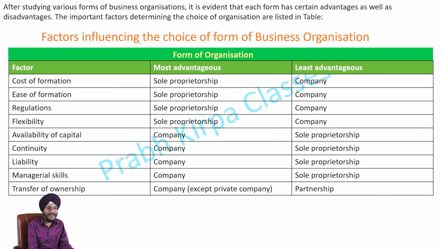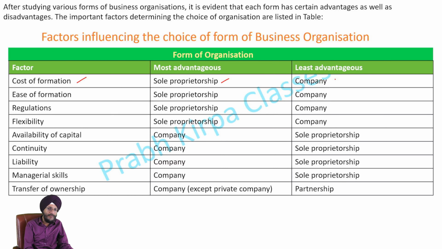So what are the various factors which influence the choice of form of business organization? First factor is cost of formation. If we go through cost of formation, it is very easy and very cost effective if we want to set up a sole proprietorship. For example, if we want to set up a grocery shop, we can open the same if our house is suitably located, or we can start the grocery shop in a small area.